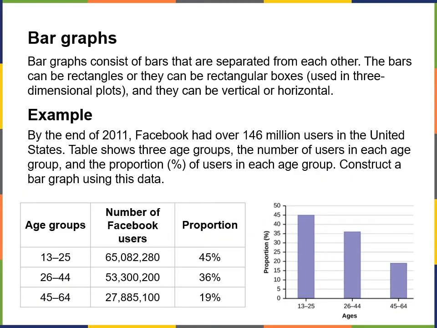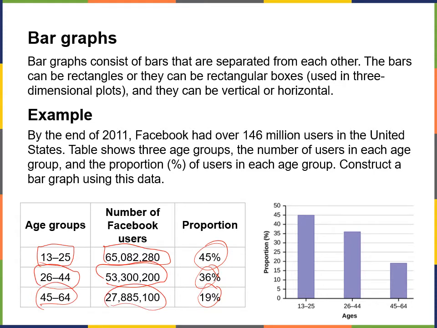Another way to visualize your data is with bar graphs. I'm sure we've all seen bar graphs before. Again, with a frequency table, these work out very well in creating the bar graph. Essentially, each class is represented by a bar. If we look at something like this, in 2011, Facebook had 146 million users in the United States, and we're looking at the different age groups and how many users they had. This first one was age 13 to 25, with 65 million users, 26 to 44, 53. And then we could also look at it as a percentage, thinking about relative frequency here. And then 45 to 64, 27 million.